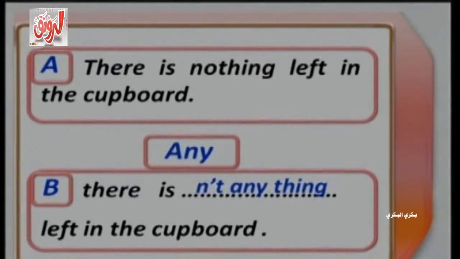There isn't anything left in the cupboard. There is nothing left in the cupboard. The two meanings are the same.